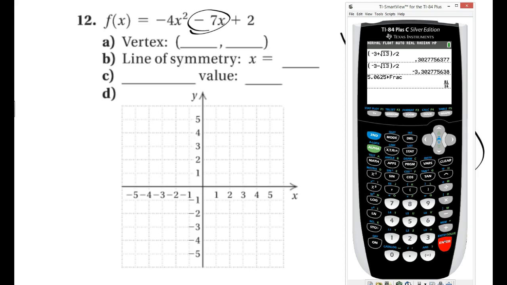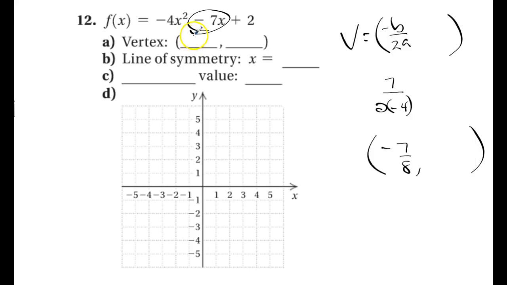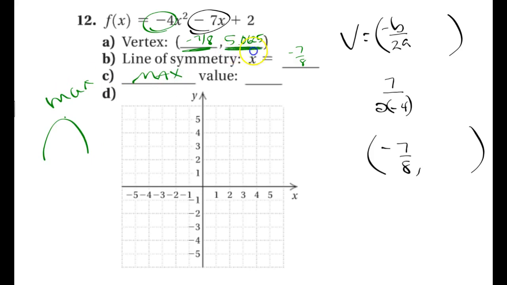That's great. The line of symmetry would be the x coordinate as well. So if the vertex is -7/8 and then 5.0625, then the axis of symmetry is x equals -7/8. Since this is going down, we're going to have a maximum. So I would put maximum value here, and the maximum value is this 5.06, which we just learned is 81/16.